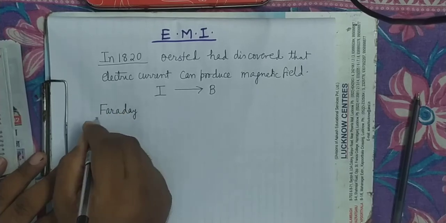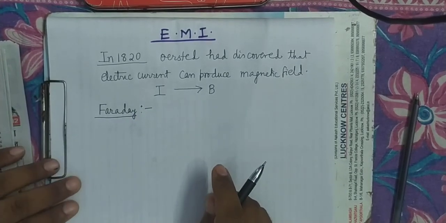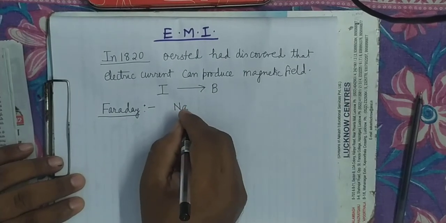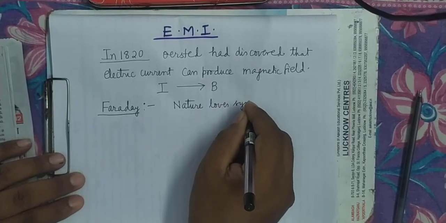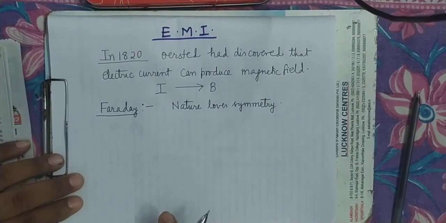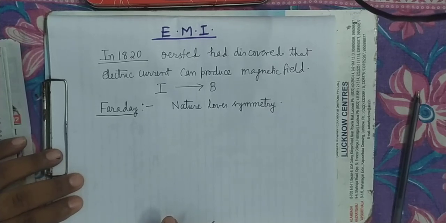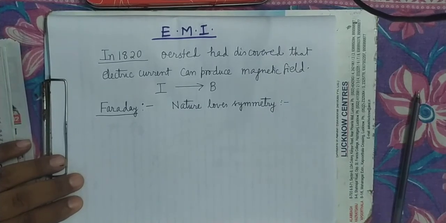Faraday was a great philosopher, and there is a principle of philosophy that nature loves symmetry. Means, according to this principle, for every phenomenon there is an opposite phenomenon also. For every phenomenon which takes place in nature, there is a reverse phenomenon also. So, since Faraday was a great scientist as well as a great philosopher, he applied that principle of philosophy in his discovery.